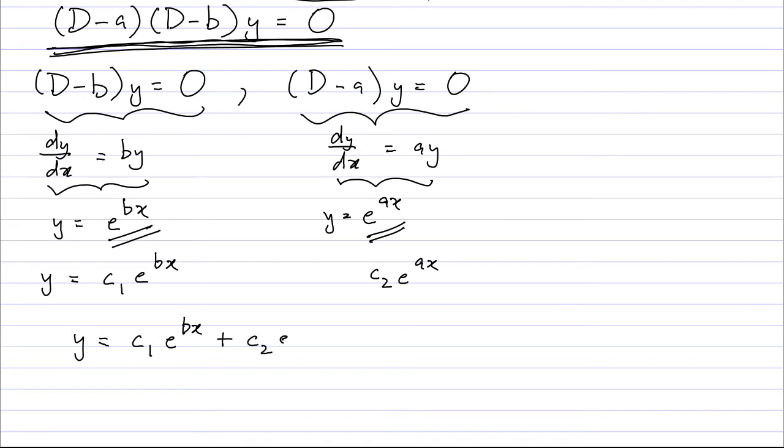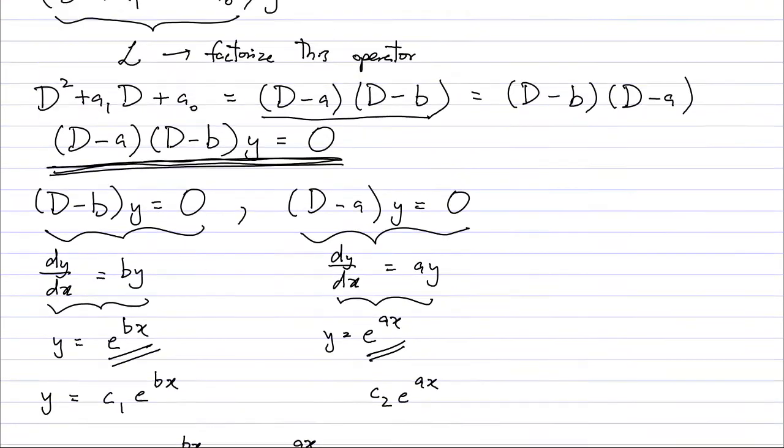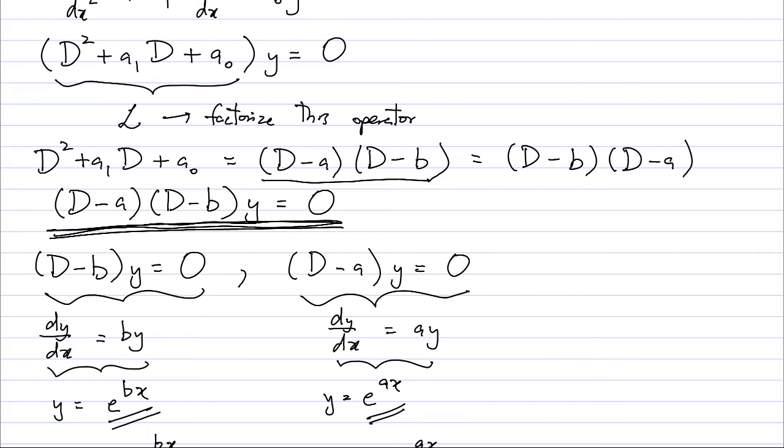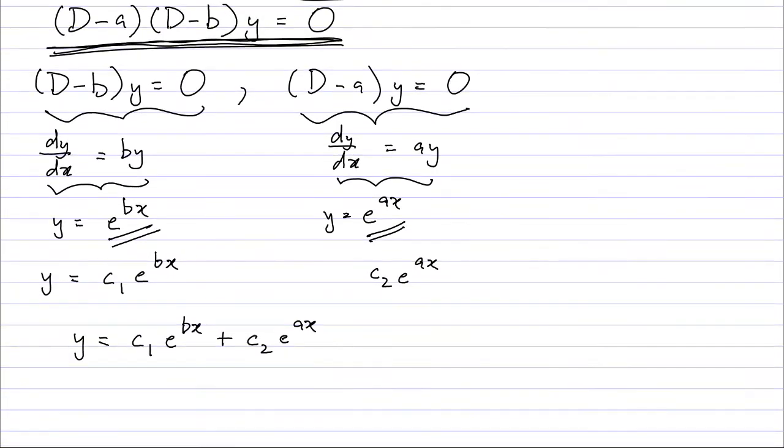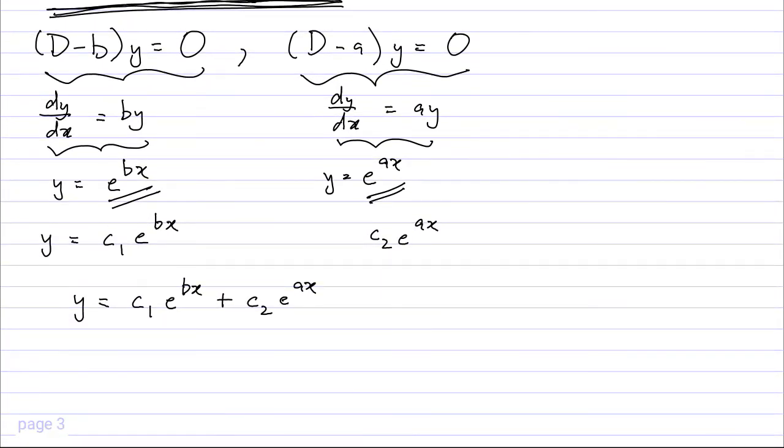That just boils down to the fact that this L is a linear operator. So let's check that out. Suppose you have a second order linear differential equation and you have found one solution y1, and you have found another solution y2. Then c1 y1 is a solution, c2 y2 is a solution, and my claim is that the sum of these is also a solution. So is this a solution? Let's check that out.